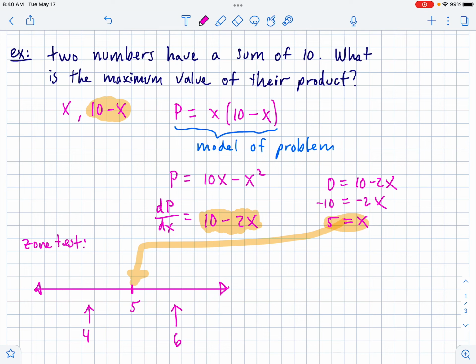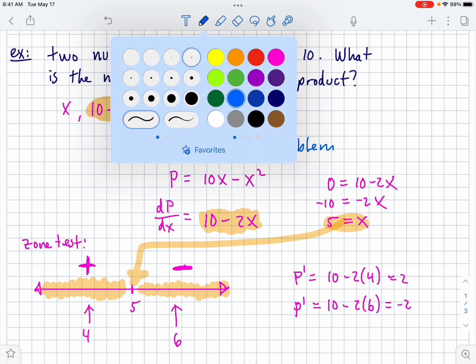So if I pick a 4 on this side and a 6 on this side, and I plug a 4 into the derivative, which I'll call p prime, you get 10 minus 2 times 4, which is 2, a positive number. So in this zone, to the left of 5, we are getting positive slopes. Then if you take 6 and put it into the derivative, you get 10 minus 2 times 6, which is negative 2, which means on this side of the 0 we found in the derivative, there are negative slopes.